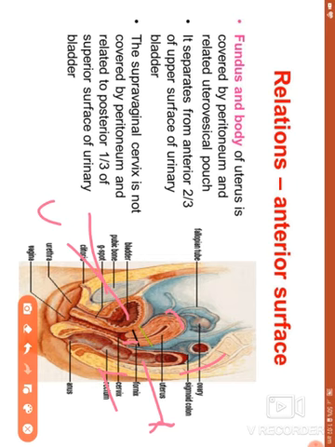So anteriorly, which organ does it relate to? This is the urinary bladder. Posteriorly, it relates to the rectum. That's about the main visceral relations. Superiorly, we get the coils of the intestines, that is the ileum and the coils of the large intestine.